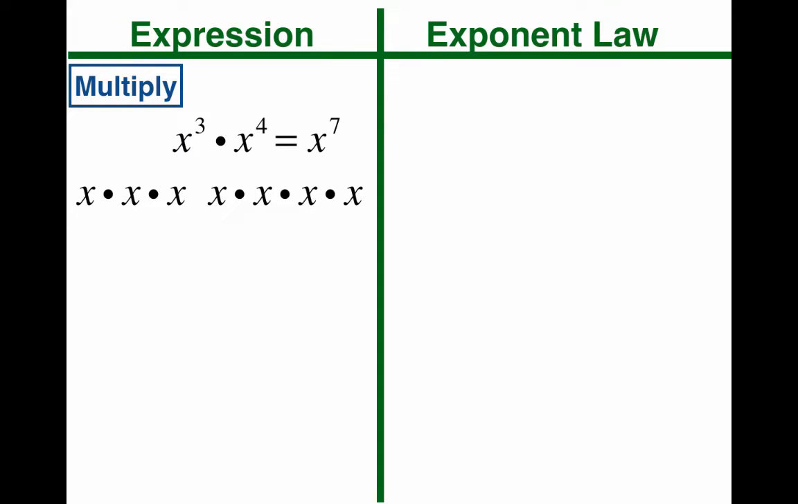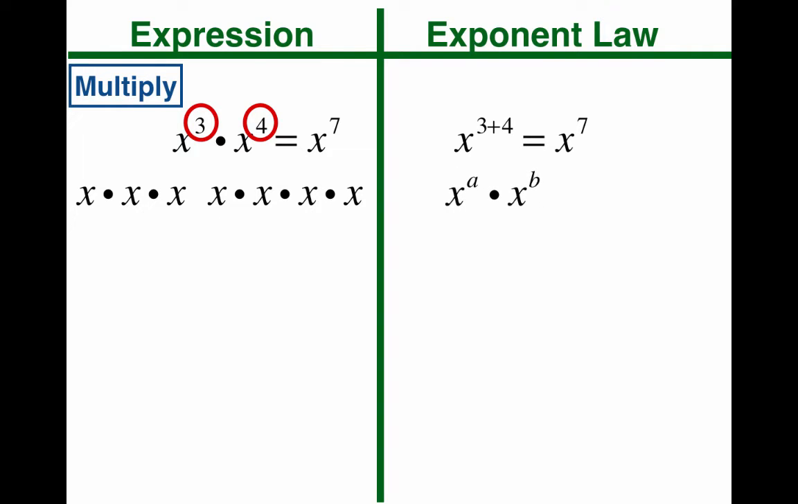Now we want to look for our generalization. What is the rule? What is the law, the exponent law that's going on here? We'll look at the powers, 3 and 4. Now, I know it's a multiply problem, but what's going on with the actual powers? The powers are being added. 3 plus 4 is 7, the answer that we got. So on the exponent law side, I'm going to write x to the 3 plus 4 equals x to the 7th power. There's our rule.